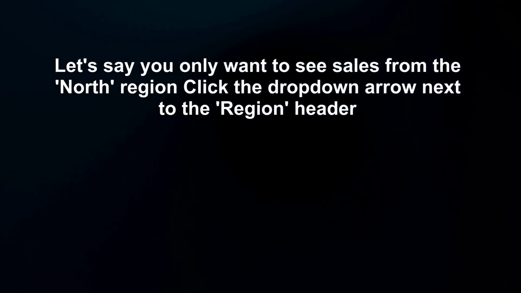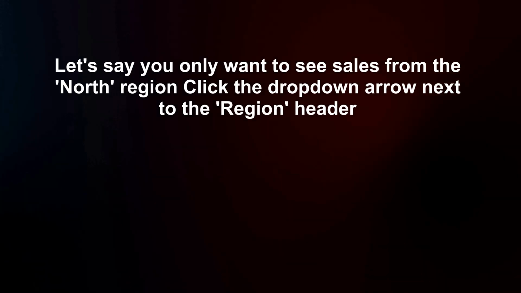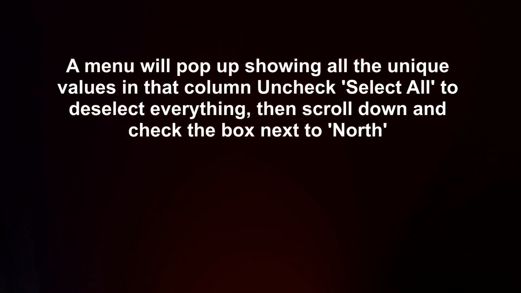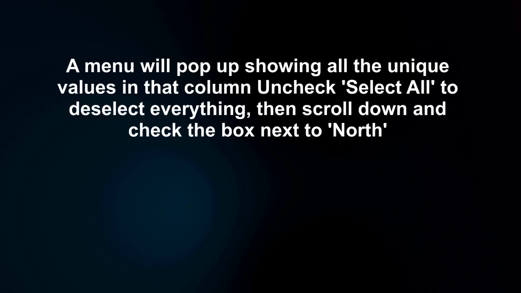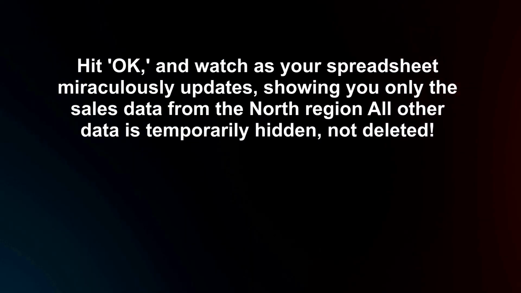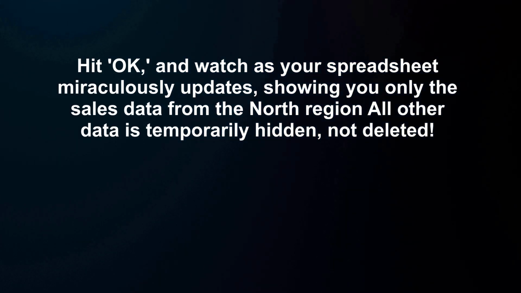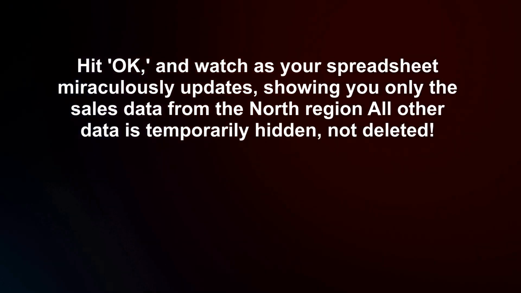Let's say you only want to see sales from the North region. Click the drop-down arrow next to the region header. A menu will pop up showing all the unique values in that column. Uncheck Select All to deselect everything. Then scroll down and check the box next to North. Hit OK and watch as your spreadsheet miraculously updates, showing you only the sales data from the North region. All other data is temporarily hidden, not deleted.